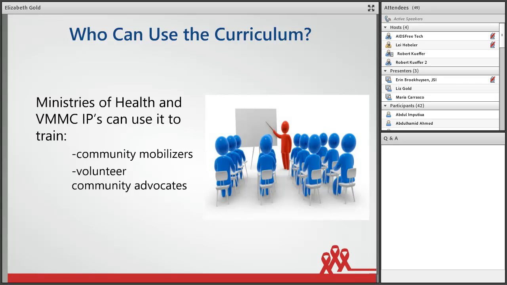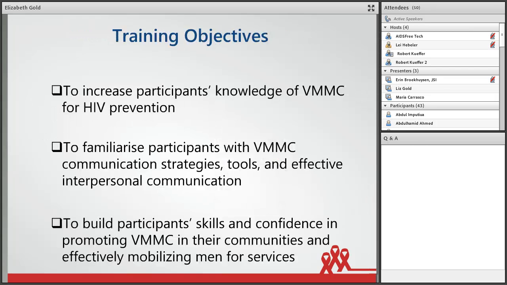So who can use this curriculum? The curriculum is designed to be used by ministries of health and VMMC implementing partners when training their mobilizers or volunteer community advocates, sometimes referred to as recruiters or ITC agents. The aim is to train participants to increase their knowledge of VMMC for HIV prevention, become familiar with communication strategies and tools, improve their interpersonal communication skills, and gain the confidence to promote VMMC in their communities and effectively mobilize men for services.